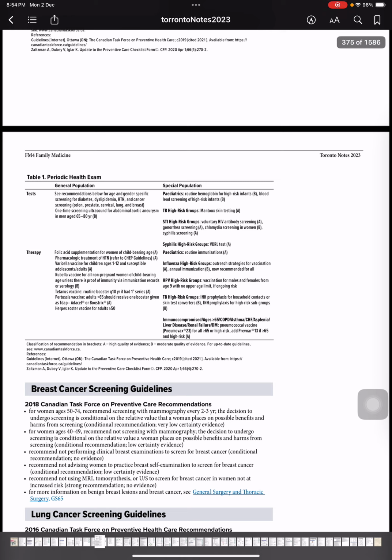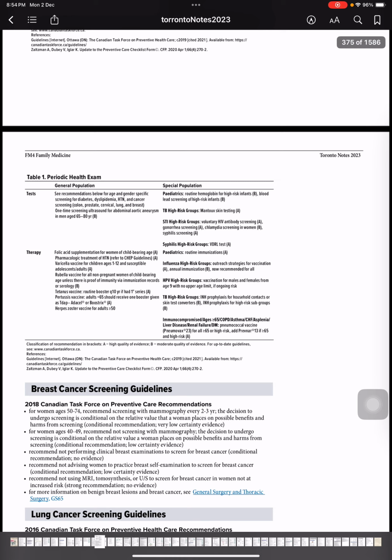So, therapy wise, special population wise, pediatric routine immunization, we have a yellow card in the office that we usually give to the parents, and they follow it accordingly. And then influenza, high risk group outreach strategies for vaccinations, annual immunization, now recommended for all. So, influenza is basically the flu shot that everybody gets every spring. That can be given to patients of all ages.